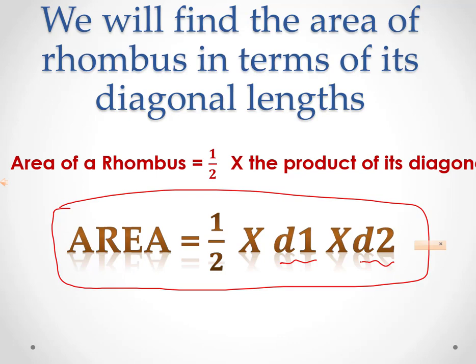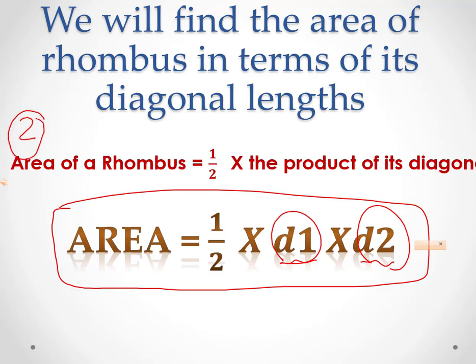In the square, we said that area equals half by D by D because the diagonals in the square are equal. But here in the rhombus, remember that the diagonals in the rhombus are not equal. So we write D1 times D2. So that's the second rule for finding the area of a rhombus.